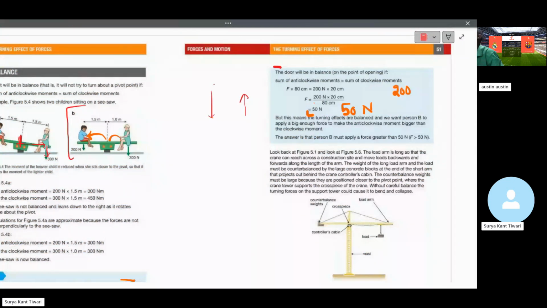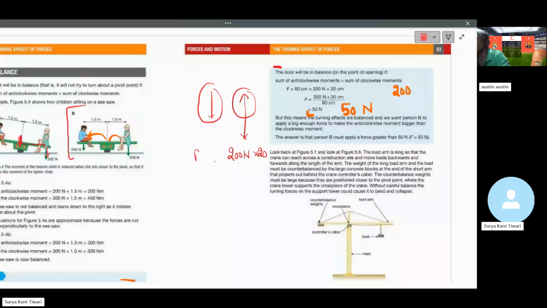And if this moment of force becomes more than this one, then the door will open. How much moment of force is here? You will say, sir, the force is 200 Newton at 20 centimeters. So the total becomes 200 into 20. Now the force that we need to apply must be greater than this or equal to this.